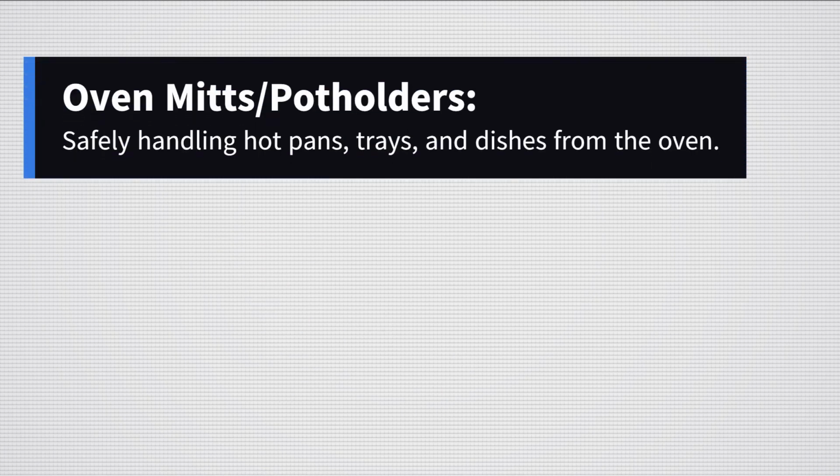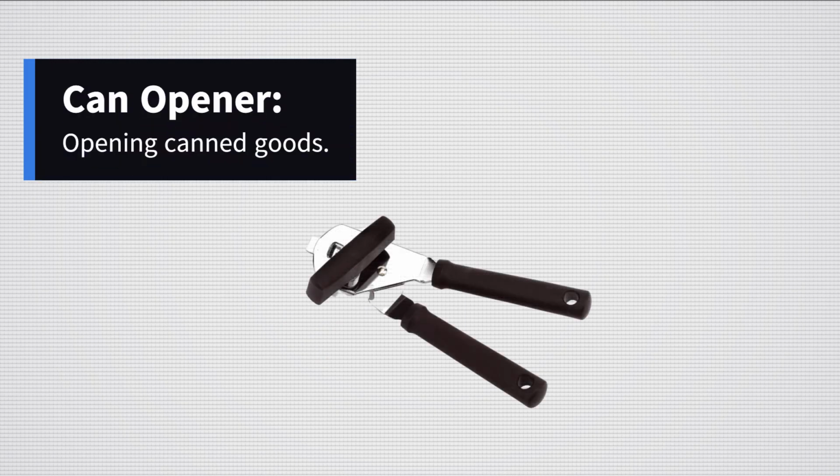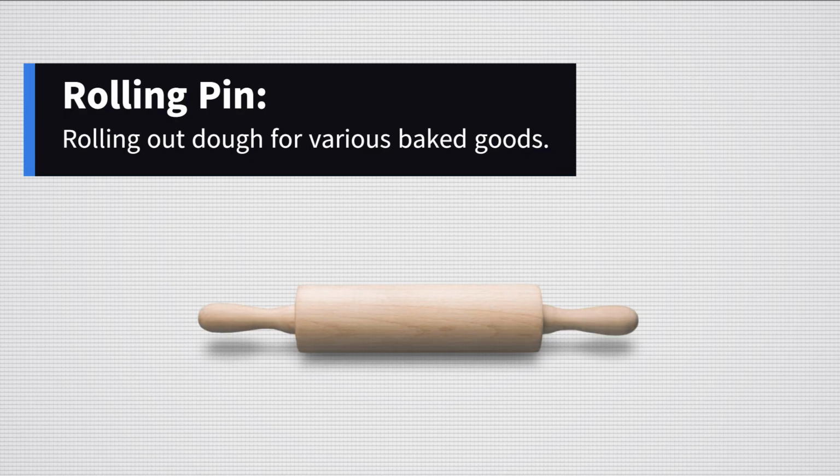Oven mitts or pot holders. Used for safely handling hot pans, trays, and dishes from the oven. Can opener. Used for opening canned goods. Rolling pin. Used for rolling out dough for various baked goods.